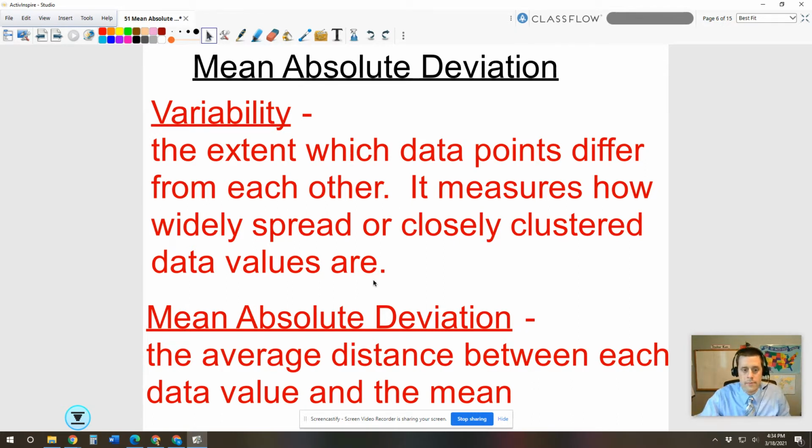The measure of variability we are going to specifically look at today is mean absolute deviation. And if you look at the definition, it is the average distance between each data value and the mean. So grab a notebook, grab a sheet of paper. You'll definitely want a calculator for this lesson. Let's learn to calculate mean absolute deviation together.